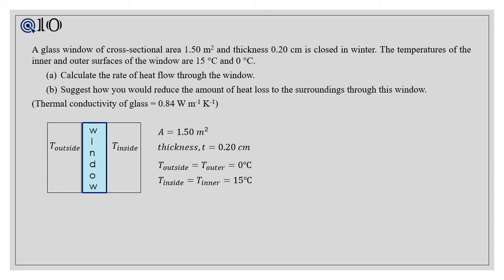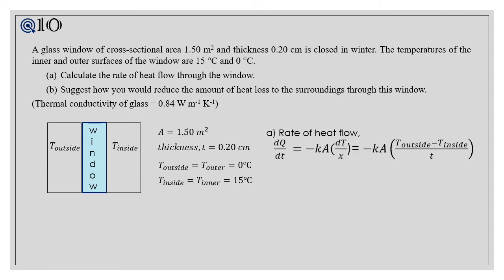So what we should do next is, we just use the rate of heat flow equation, and then we just substitute the values that we already extracted from the question, and we get the value of dQ over dt, which is 9,450 watt.